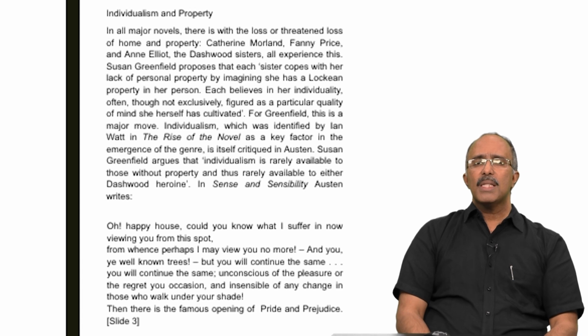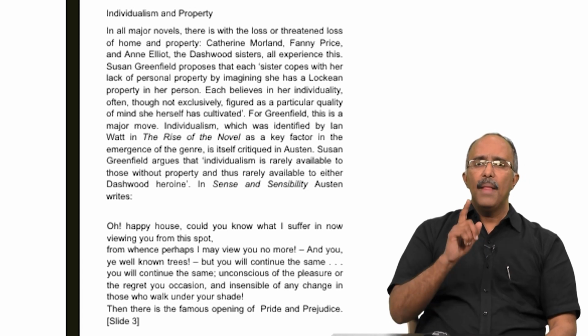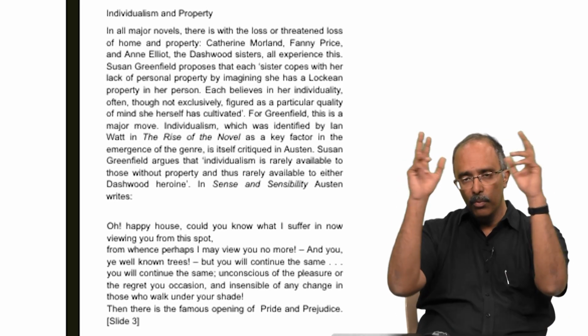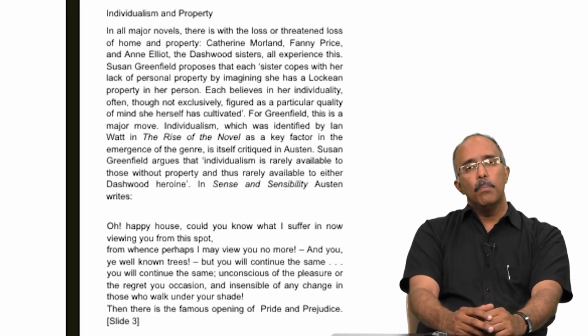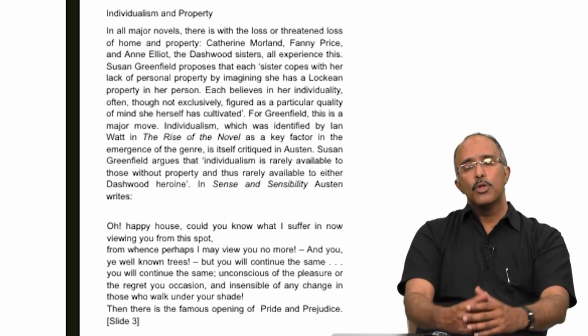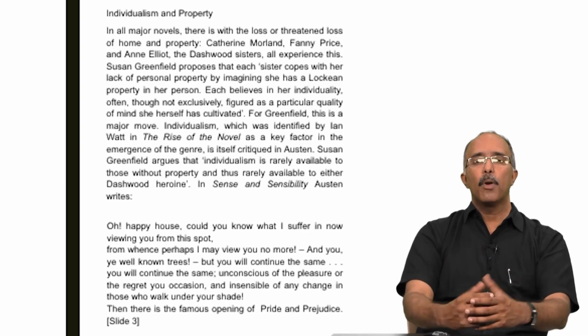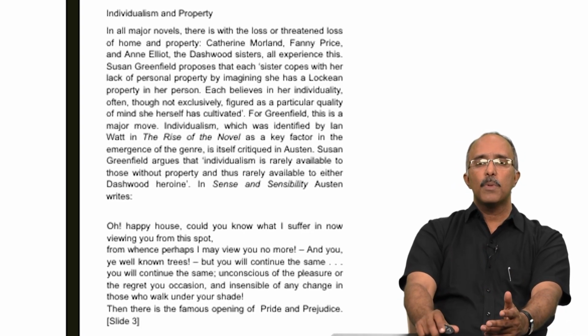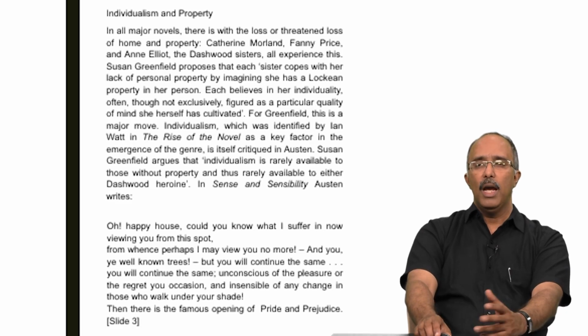Greenfield argues that individualism is rarely available to those without property. And this is the key point, that for a person to be growing, within quotes, growing, to become a full-fledged human, to become an individual, you require property. And in Sense and Sensibility, Jane Austen would give us a detailed exposition of this link between individual and property.